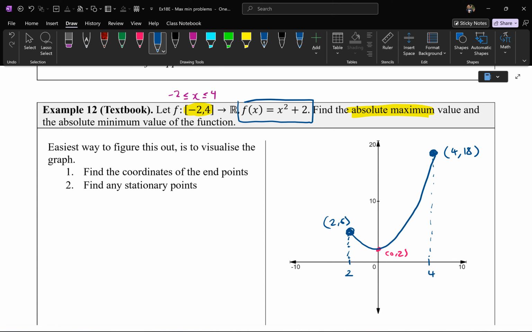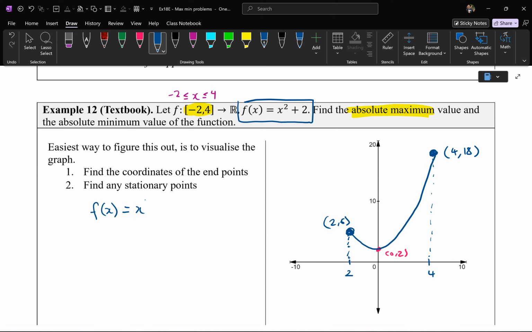Now that I've got a graph, I found the endpoints. Usually, it wouldn't be as easy to know what the turning point is, but because it's a parabola, I already know it's 0, 2. But if you didn't know, how do you find the local minimum here? So clearly the graph is going to be a local minimum, but how do you find it? How do you find this point, 0, 2? Maybe make the derivative equal 0. Beautiful. That's what you're meant to do.